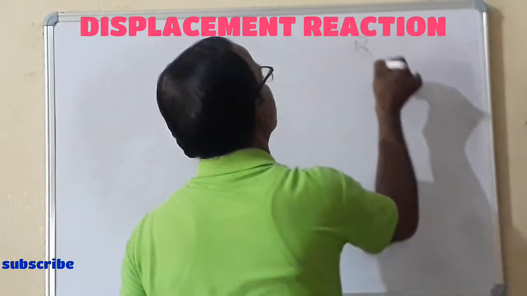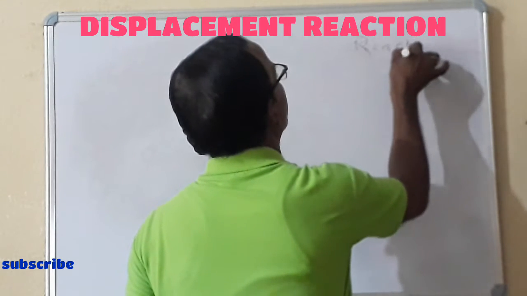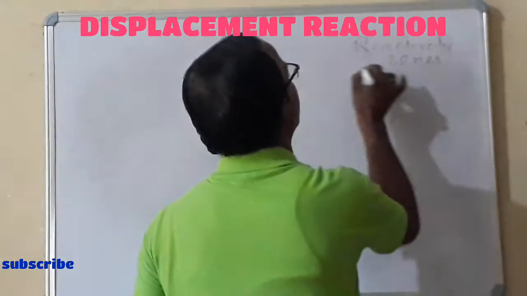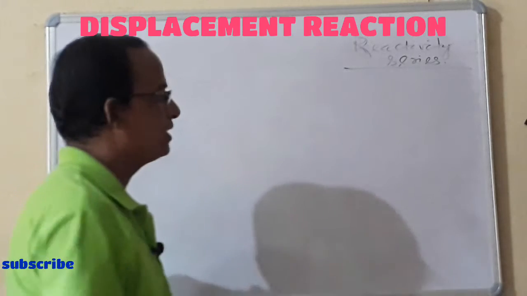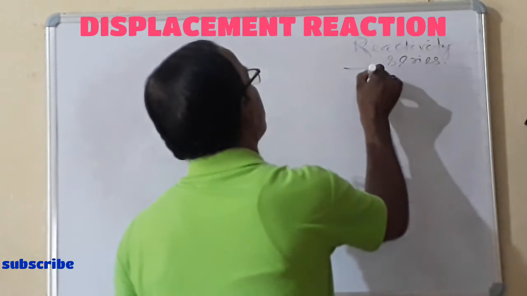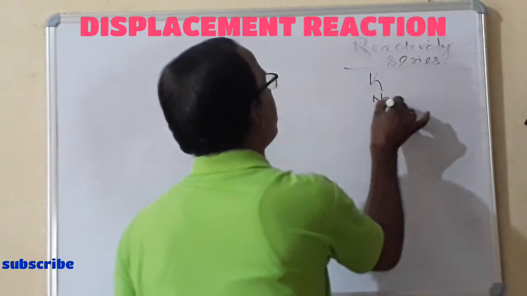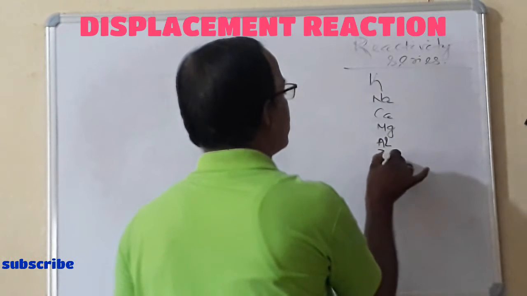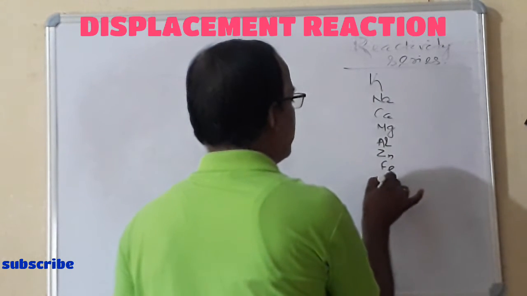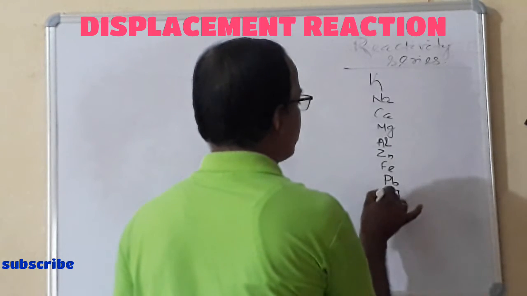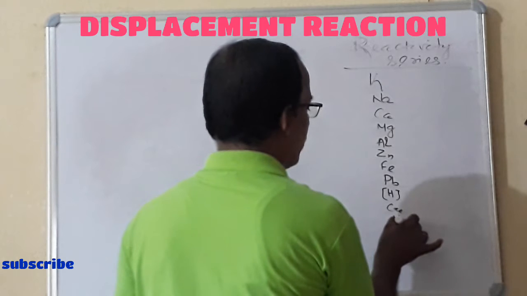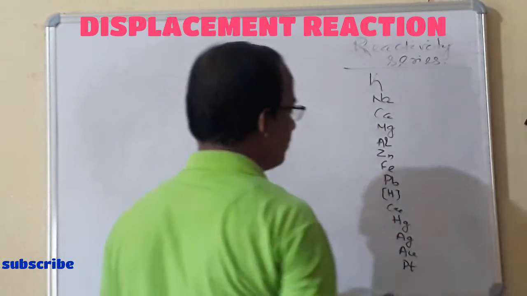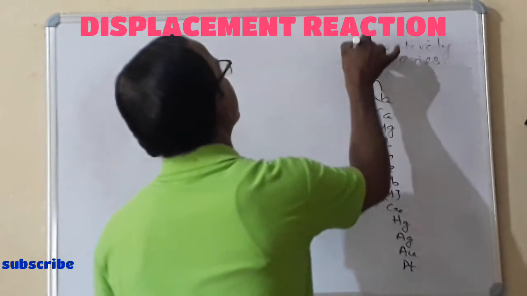Reactivity series. The reactivity series is: first is potassium, sodium, calcium, magnesium, aluminum, zinc, iron, lead, hydrogen, copper, mercury, silver, gold and platinum. So that is the reactivity series.